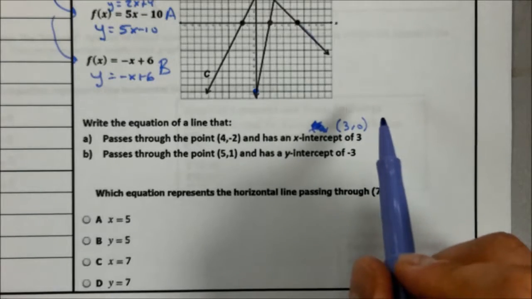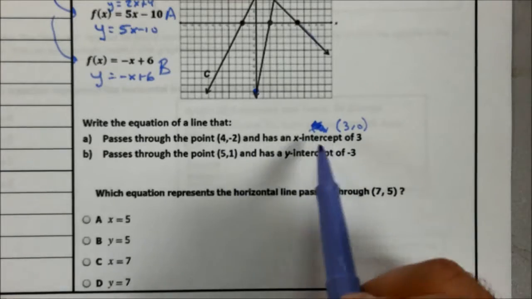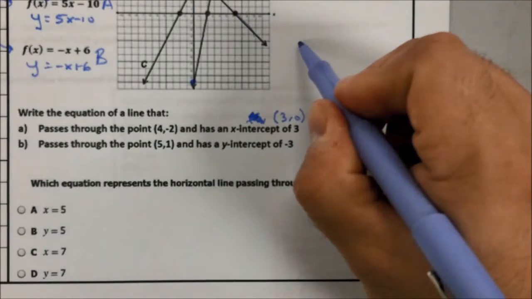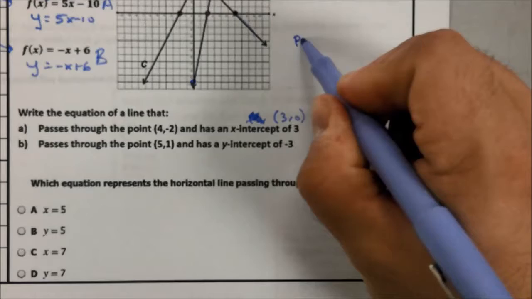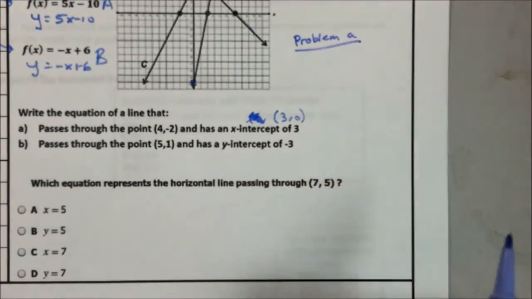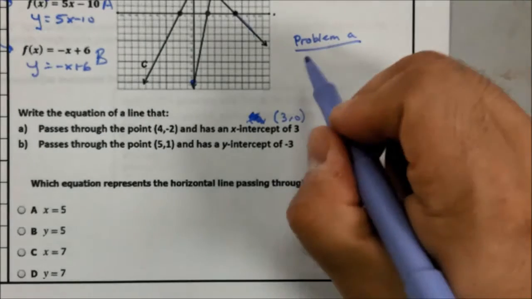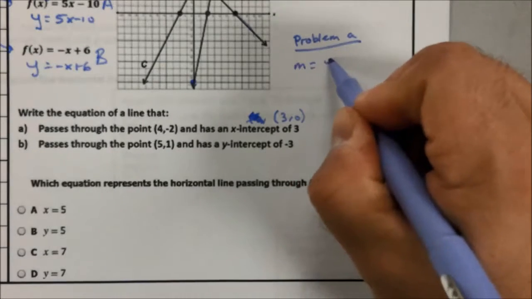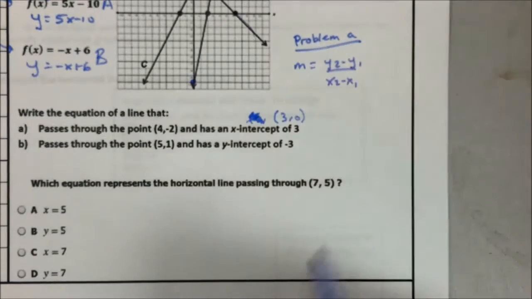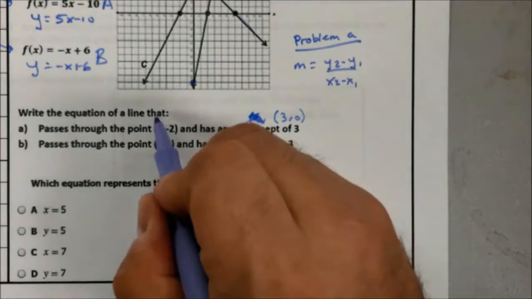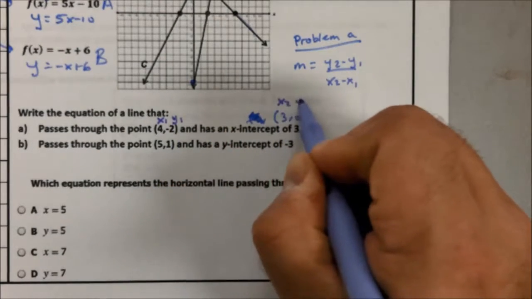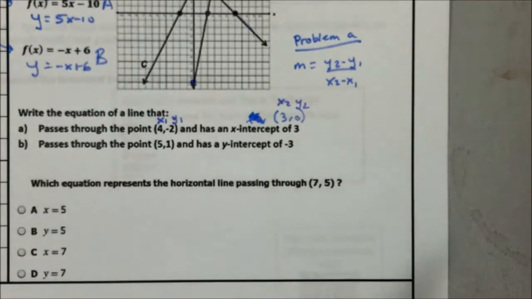And so now I have 2 points here. I'm going to try to use this space over here. This will be problem A. So I can clear this up. Alright, so what I'm going to do is find the slope first. m equals y2 minus y1 over x2 minus x1. If it helps, I'll call this x1, y1, x2, y2. And now I'm just going to plug in and find the slope.